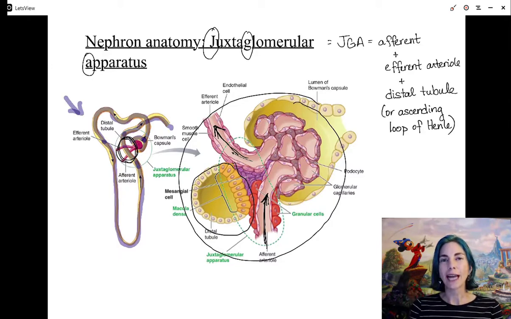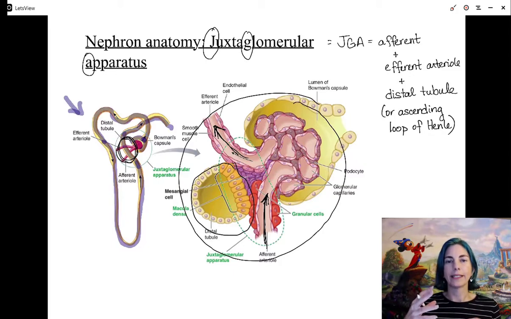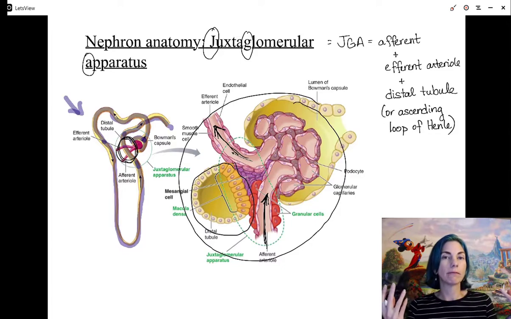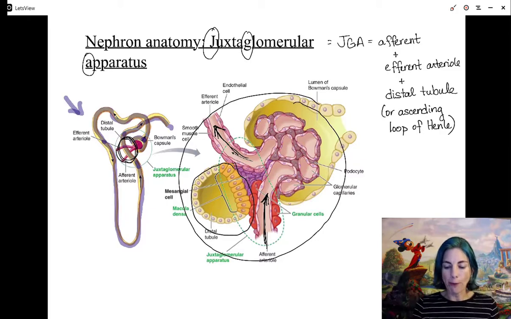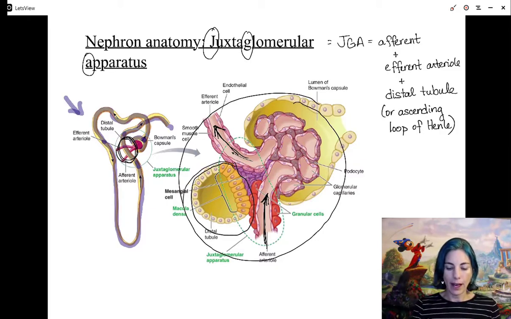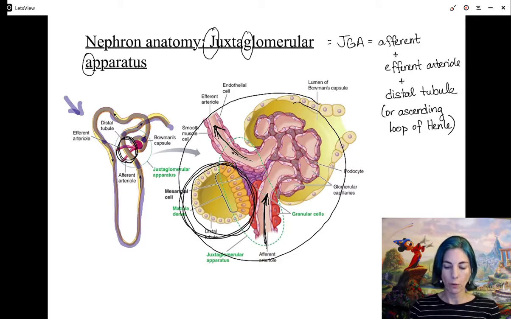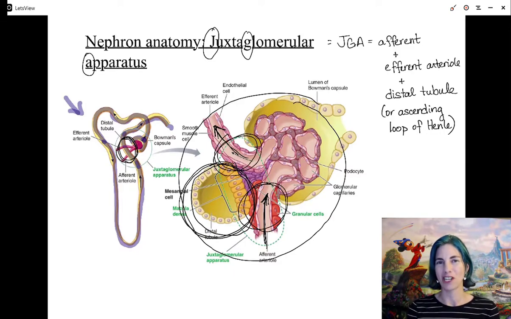Now, the word juxta, think like juxtaposition. So this is a juxtaposition, like an arrangement where you're bringing things together. Of what? Well, the glomerular apparatus. Where have you seen glomerular before? How about glomerulus? Right? So the glomerular apparatus. This is actually a juxtaposition of the early distal tubule with the afferent arteriole and the efferent arteriole, and they all talk to each other.